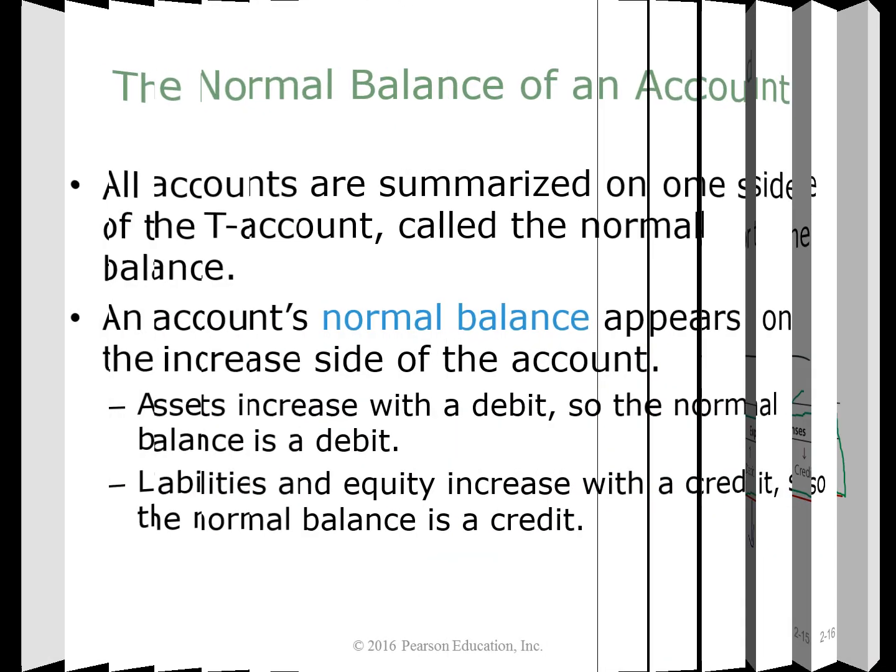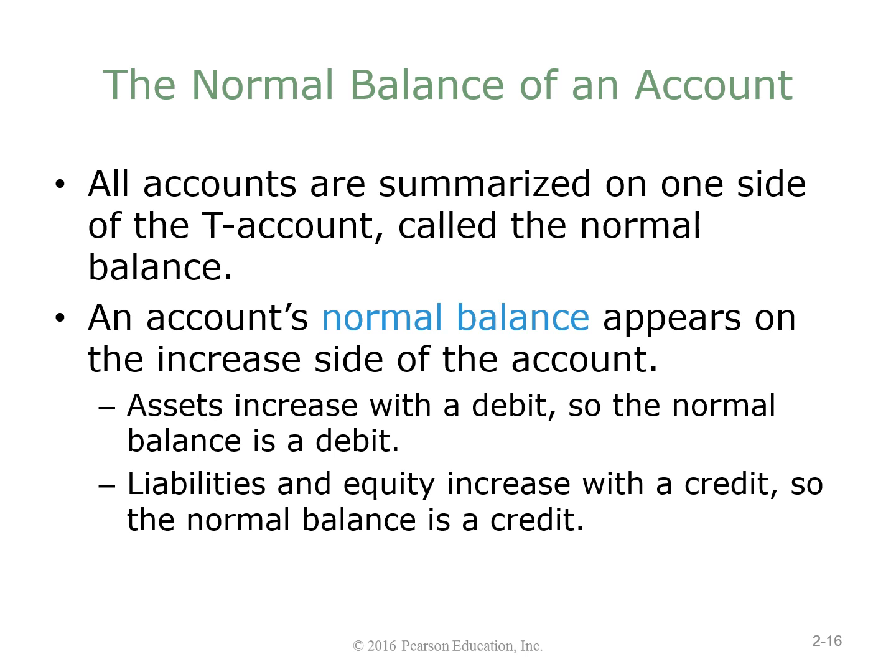And this is what we were talking about now. An account normal balance appear in the increase side. This is why we said assets increase with debit, so the normal balance is debit. Liability increase with credit, so the normal balance is credit.